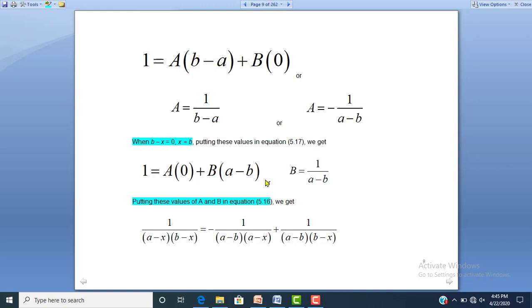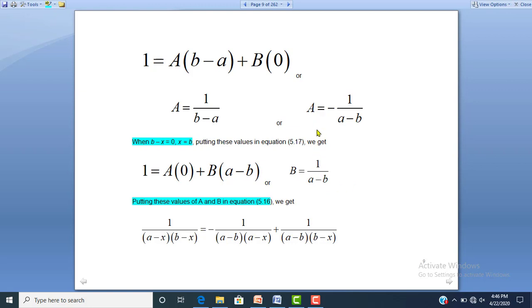When we rearrange this equation, then B is equal to 1 over A minus B. Dear students, now we have obtained two values, one for A and second for B. The value of A is equal to minus 1 over A minus B and the value of B is equal to 1 over A minus B.